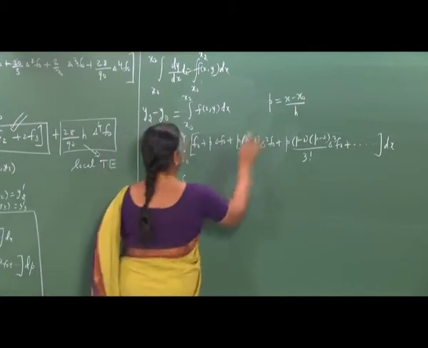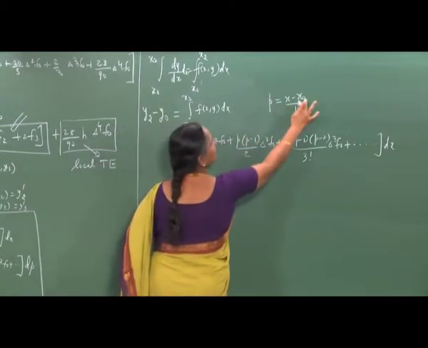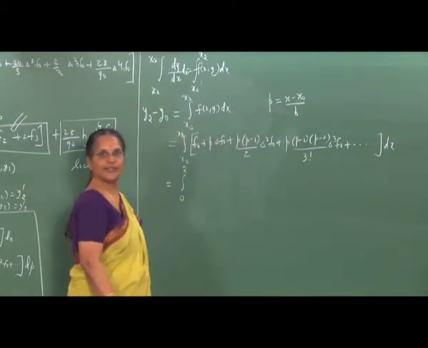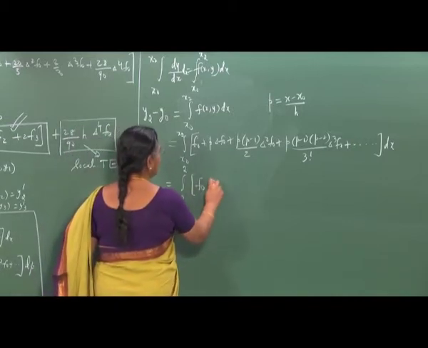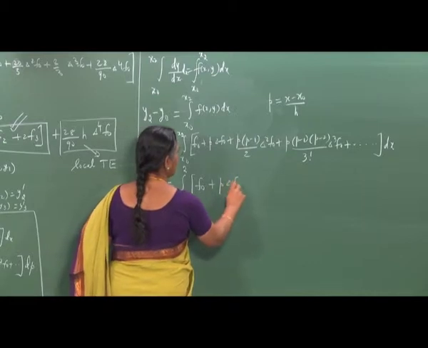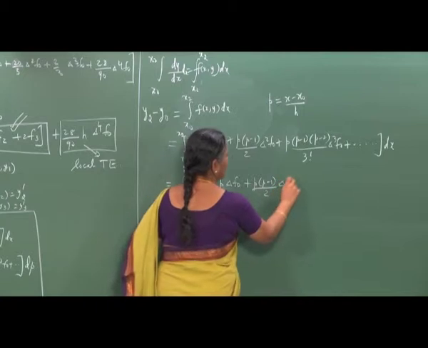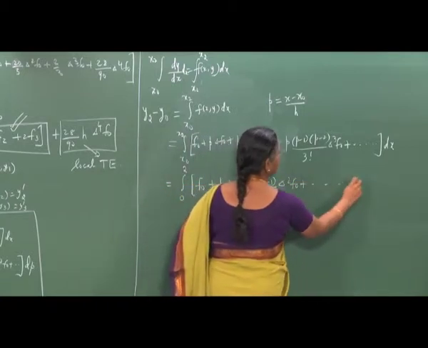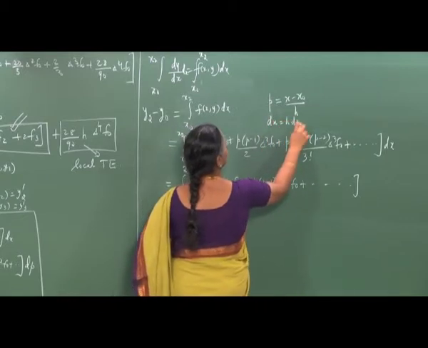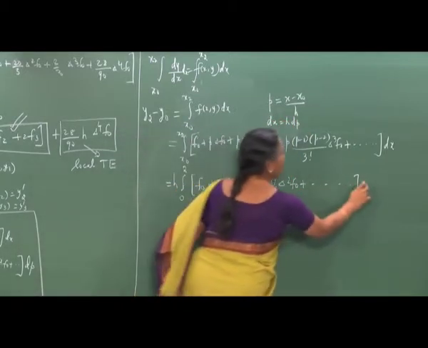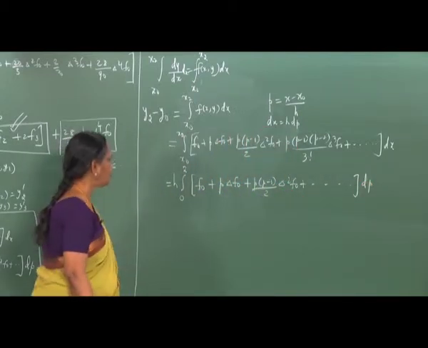So, when x is x0, p is 0. When x is equal to x2, p is x2 minus x0 by h, which is 2h by h, and that gives you 2. The terms within this bracket will have to be integrated with respect to p. So, dx is h dp. So, you integrate with respect to p between the limits p equal to 0 to 2.